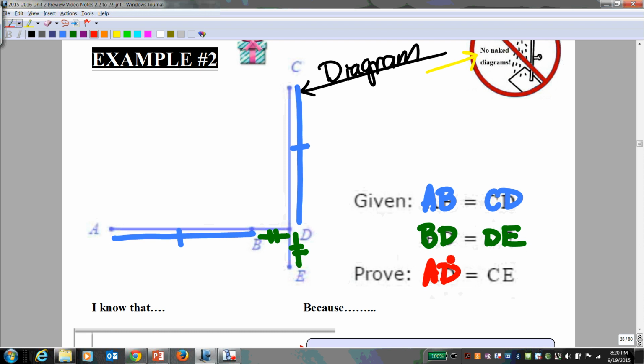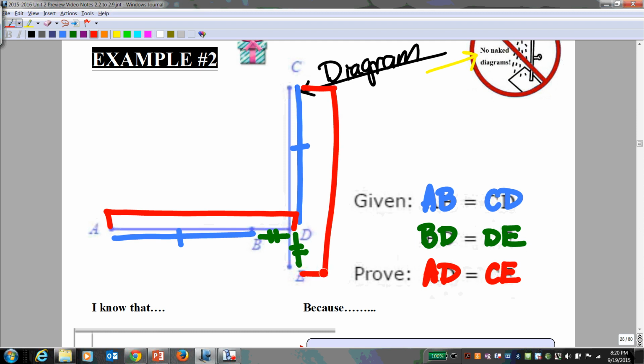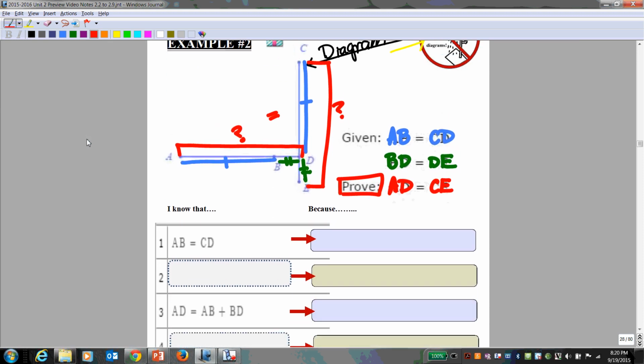We're trying to prove that those little segments, if they're equal, then the bigger segments are equal. So I'm going to trace those bigger segments, and I'm trying to prove that they are equal. And my prove, I always use red, because that's like a target. Okay, so let's see what we can do here. Just be observant. AB and CD are equal. Why do we know that? It's in our given.